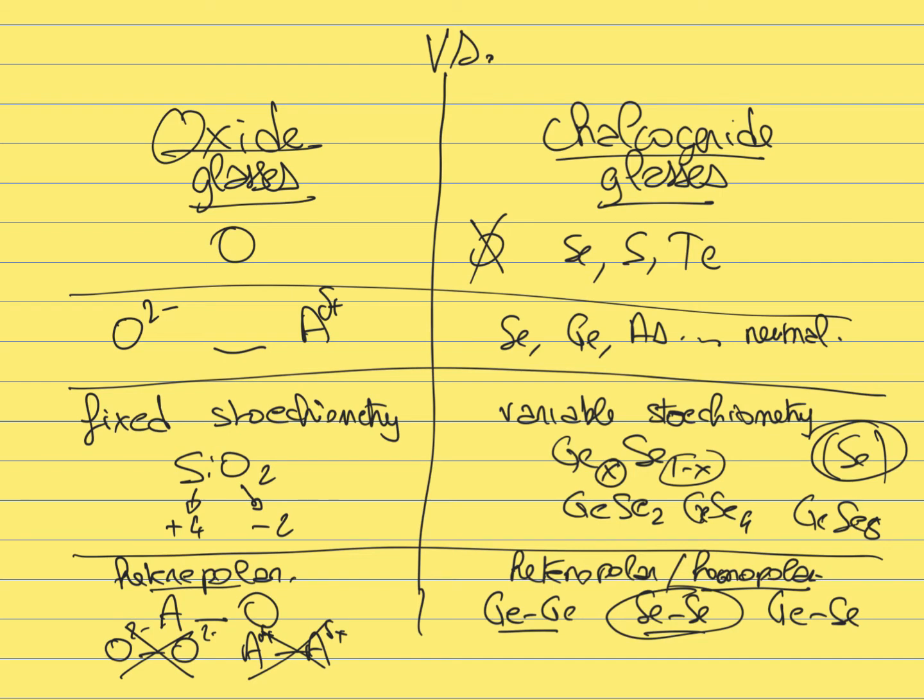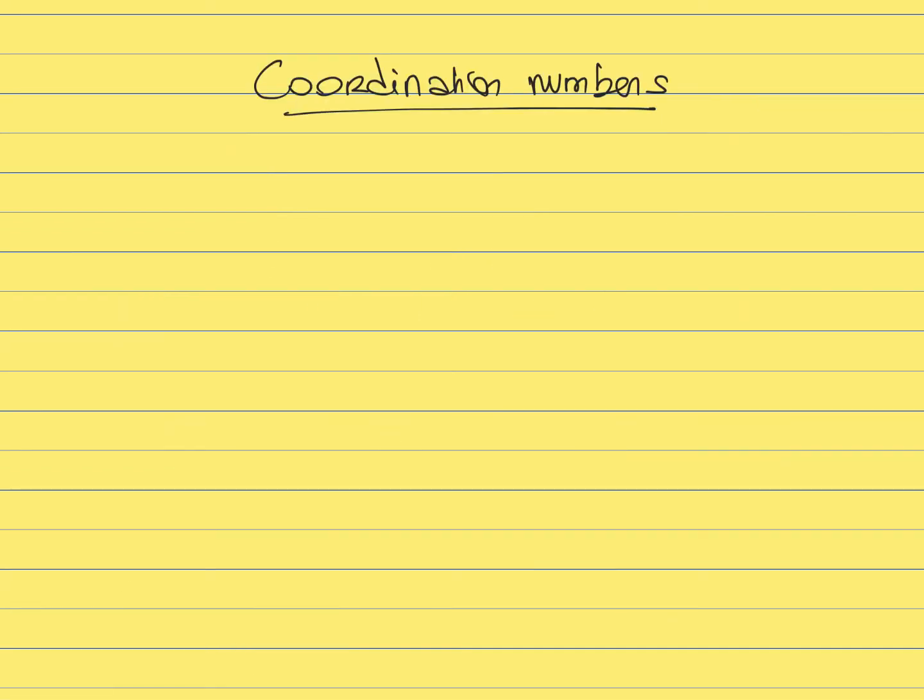And because you have those key differences, the structure of oxide glasses will not be the same as the structure of chalcogenide glasses, because of the variable stoichiometry and the possibility of forming homopolar bonds. When it comes to describing the structure of chalcogenide glasses, an important characteristic is the coordination number of each type of element. That's important because it gives you the number of bonds that are created by each type of element incorporated in the chalcogenide glasses.